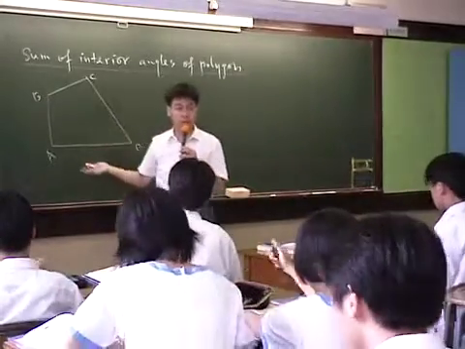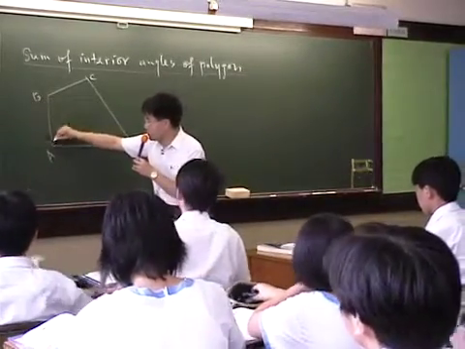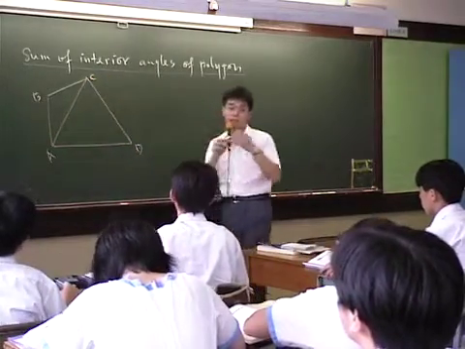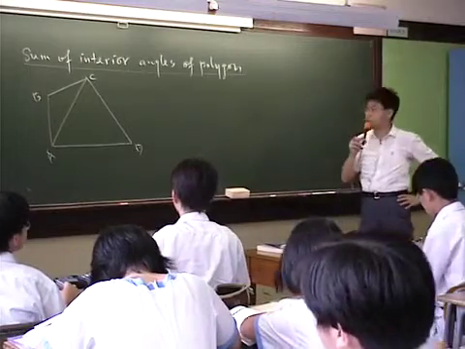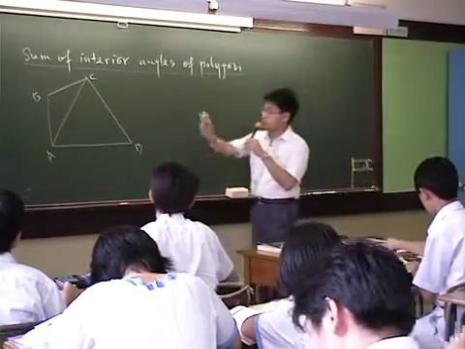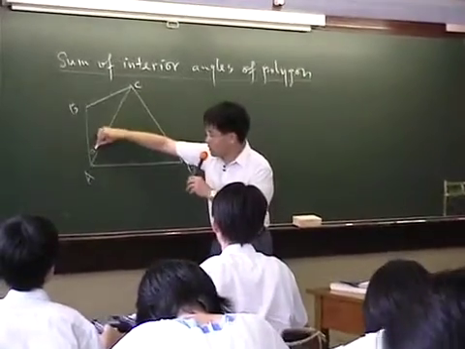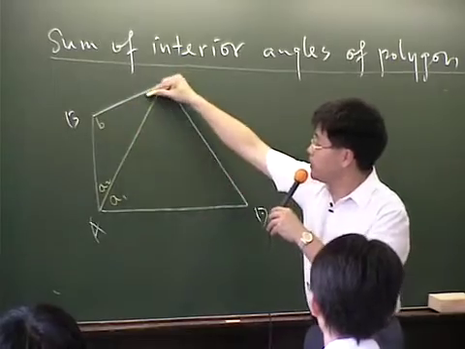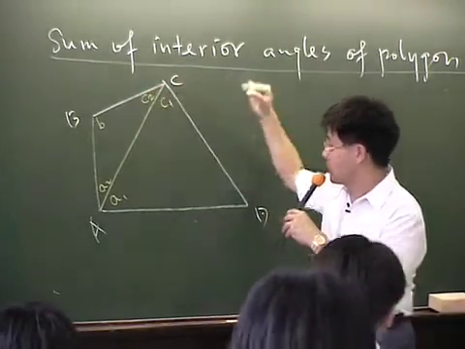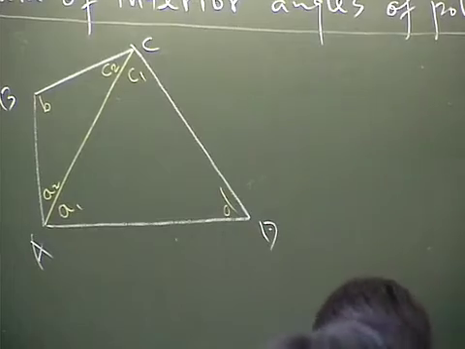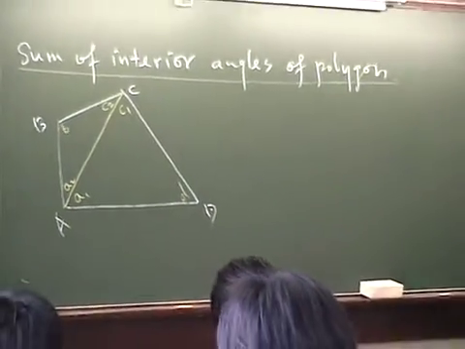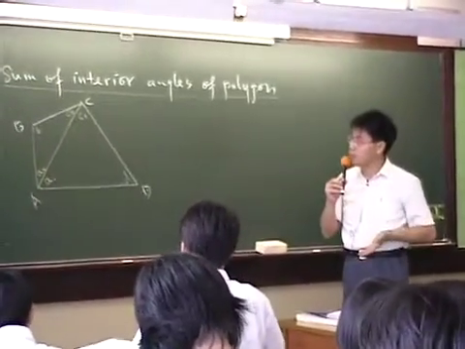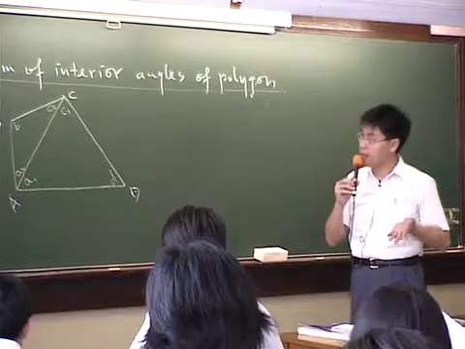First of all, I draw a diagonal AC inside the four-sided polygon. I call this angle A2, this angle A1. It's B. It is C2, it's C1, and it is angle D. Okay, help me to find out. I'll give you such hints. Help me to work out the sum of angle A, angle B, angle C, and angle D. It is the interior angle.